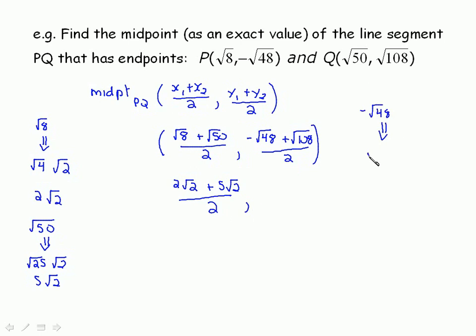The biggest perfect square that's a factor of 48 is 16. So that's 16 times 3. And then we could take out the root 16 and write that as negative 4 square root 3.